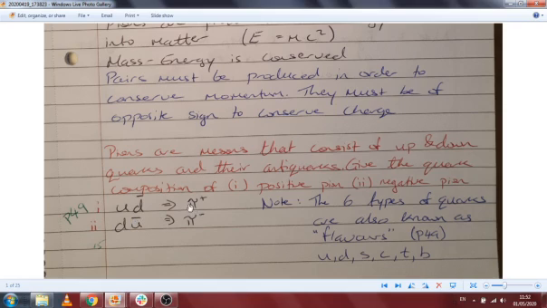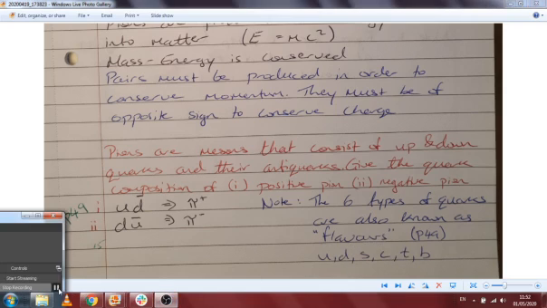This would give a positive pion because the up is 2/3 positive and the down is negative 1/3, so that giving us a positive. And this here with the down and the anti-up, that gives us the negative. So there are 6 types of quarks, which are also known as flavors. So the flavors of quarks are up, down, strange, charm, top and bottom.